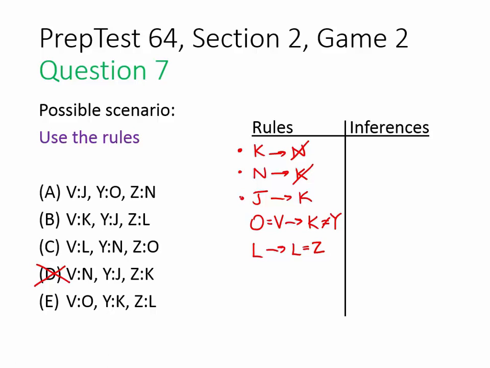Next one, if J, then you have to have K. So in A we have J but no K, so we can get rid of that. Everywhere else we are okay.